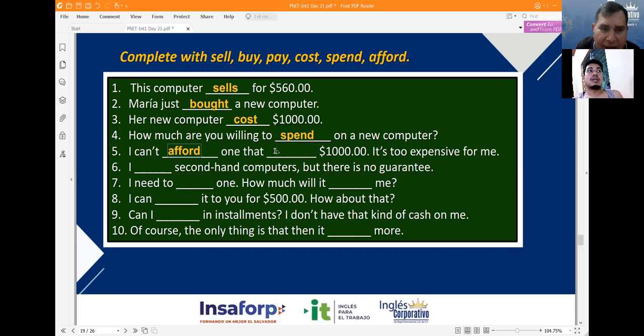I can't afford one that costs $1,000. It's too expensive for me. Number six. What do you use in number six? I sell secondhand computers, but there is no guarantee. I need to buy one.